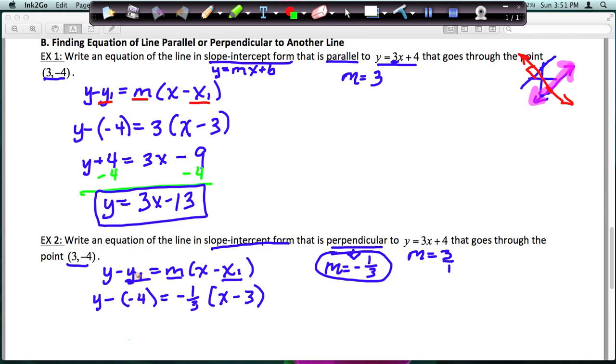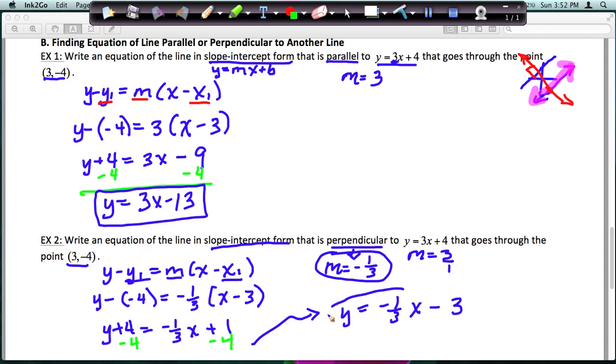Now let's simplify. So again, the double negative here becomes positive, and let's distribute negative 1/3 through our parentheses. So negative 1/3 times x is negative 1/3 x. Negative 1/3 times a negative 3 is a positive 1. The last step to get y by itself is to subtract 4 from both sides. And then I'm going to go ahead and write the answer over here. You get y equals negative 1/3 x minus 3. That is the equation of our line.